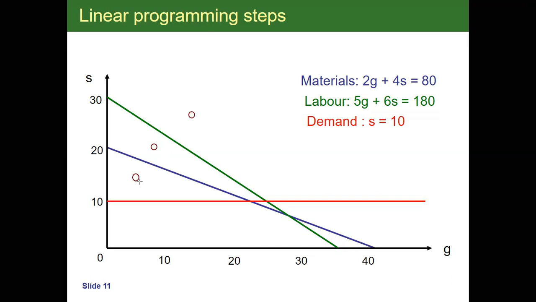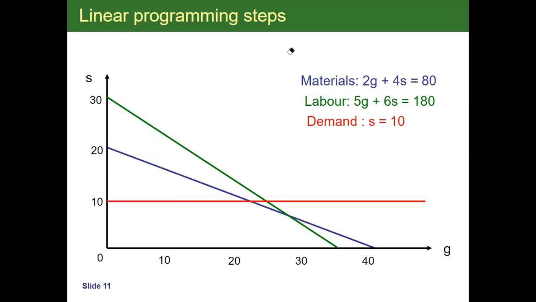If I speak about this area, if you want to produce something here, you have enough material and enough labor, because material is higher than this and labor is also higher. So you can produce in terms of material and labor, but you do not have demand, because here it says your S is 15 or 17. There is no demand for 15 or 17 S. So in this area we also cannot produce because we are exceeding the demand of S. So we have to find out which area we can produce in.